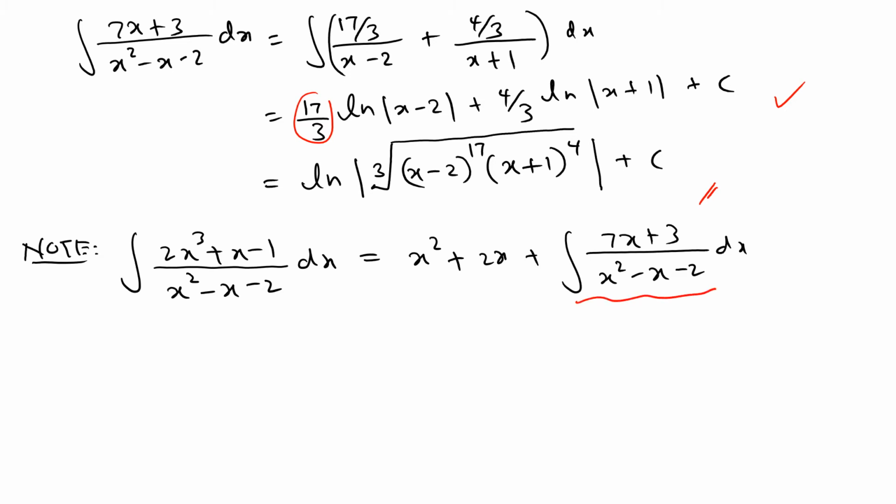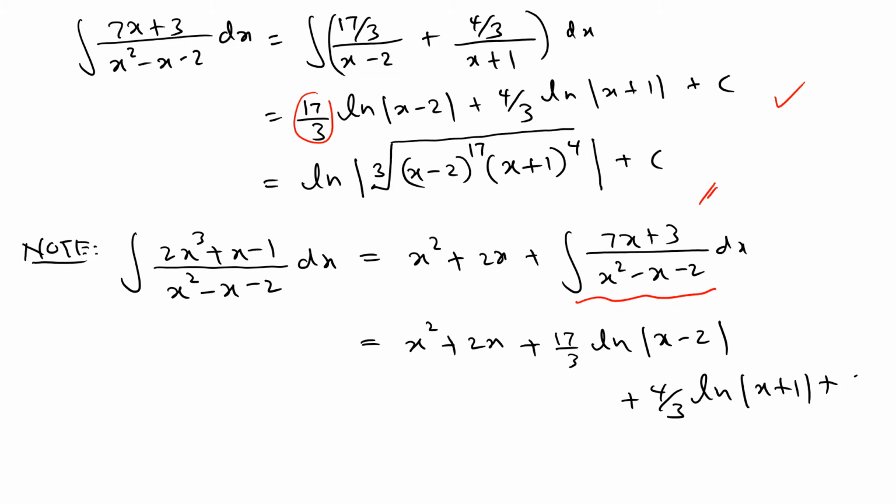So that means you can write the final answer for this problem as x squared plus 2x plus, in any of those forms. So it doesn't really matter which form. If you write the expanded form, you can write it like that, 17/3 natural log of x minus 2 and then plus 4/3 natural log of x plus 1. That's how you do the original problem. Okay, so it's not difficult, but you need to know how to do it. When you have different linear factors, we can write the form and then find a and b. So let's look at the second type.